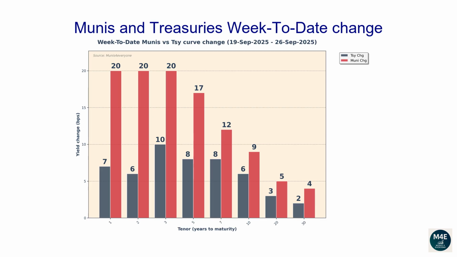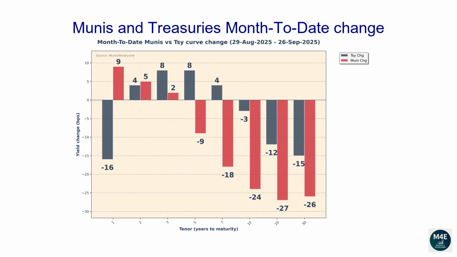This graph is similar to the previous one, but instead of showing how interest rates have moved versus the prior day, they show how much they have changed since the end of the previous week. The current bar plot shows how Munis and Treasuries have changed since last Friday. This graph shows how much interest rates have changed since the end of the previous month. The current bar plot shows how Munis and Treasuries have changed since the end of August.